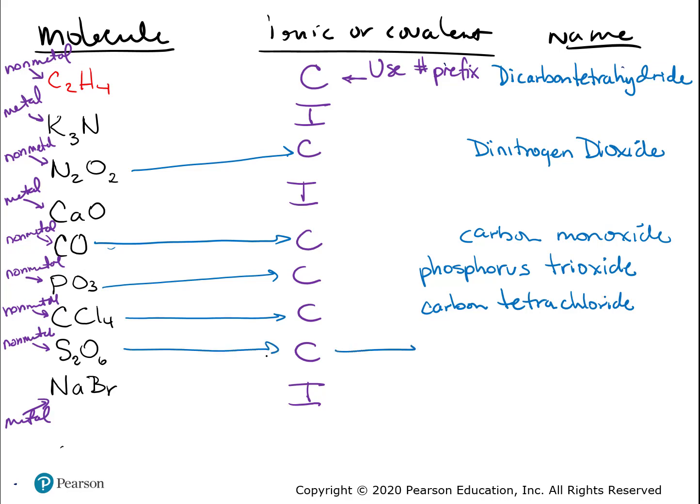All right, what about this last one? So here's the last covalent one. Then we're going to go back and do the ionic. So S2O6. S2. Disulfur, right? You use a whole name, even though that sounds strange. Disulfur, and then, what is 6? Hexoxide. Disulfur, 2 sulfurs, hexoxide.